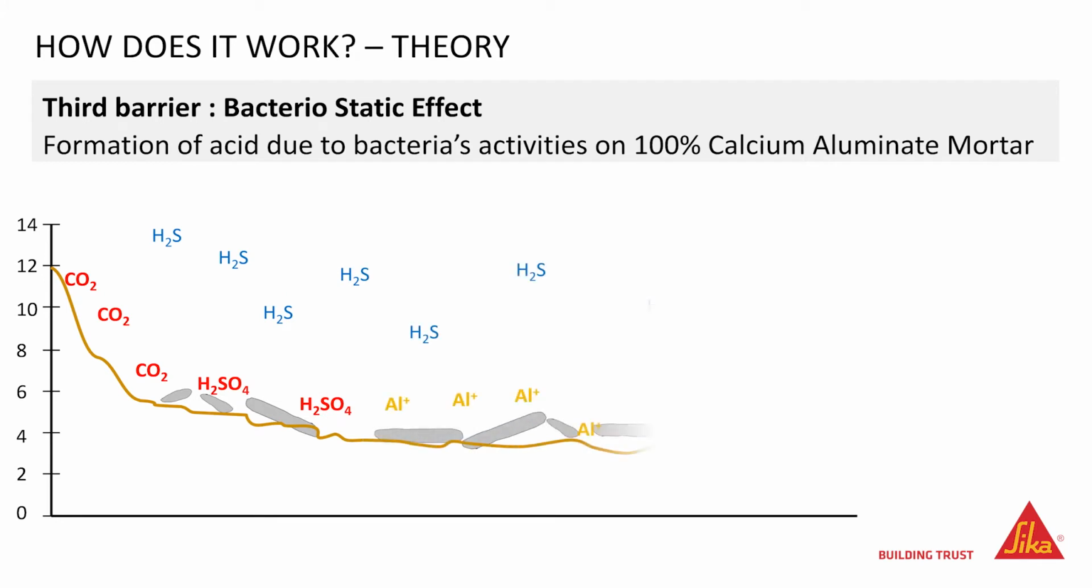Now let's go back to the behaviour of the calcium aluminate mortar with the third barrier, called the bacteriostatic effect, and the most effective. Initially, the pH drops due to the carbonation action, and a bit of acid is generated due to the biogenic activities. As mentioned in the earlier slides, as soon as the pH drops below 4, alumina ions are released and inhibit the activities of the bacteria, preventing further the transformation of H2S into acid. The pH gets stabilised around 3 to 4, at a level where calcium aluminate mortars are not so affected.